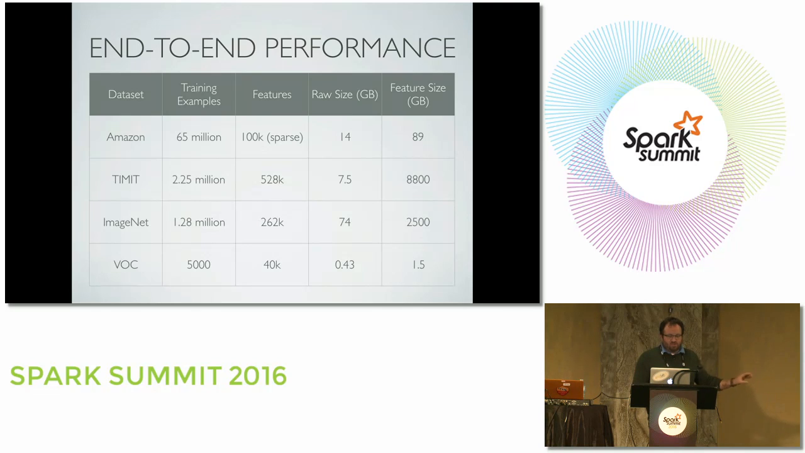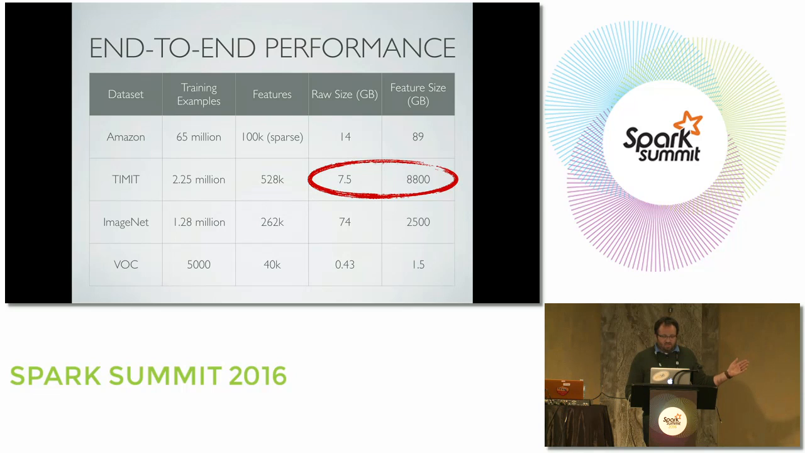ImageNet and VOC are image classification pipelines. These all have varying numbers of training examples, and lots of different features that we compute throughout these pipelines, sometimes only tens of thousands of features, sometimes hundreds of thousands. The raw size of all these data sets is actually not that big, sometimes half a gig up to 8 gigs. But the important thing is that the featurization process can generate quite a lot of intermediate state.